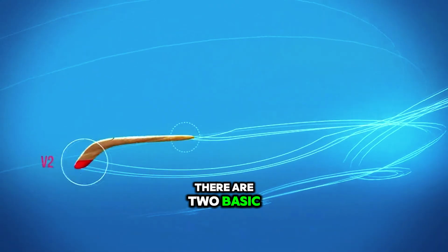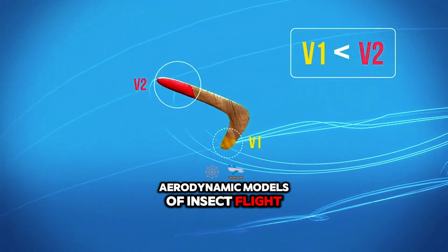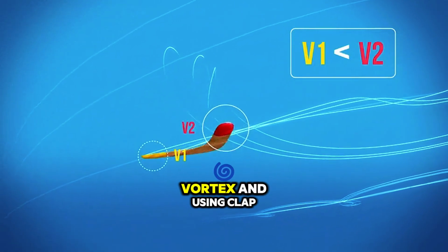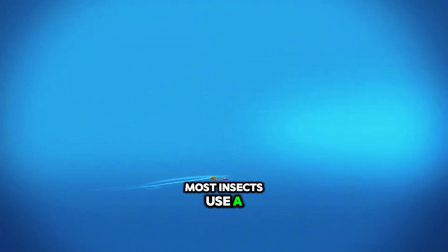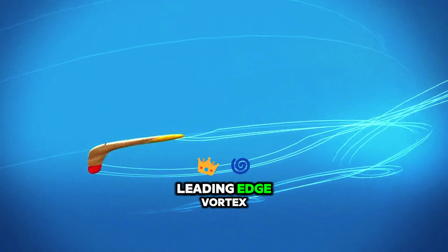Aerodynamics. There are two basic aerodynamic models of insect flight: creating a leading edge vortex, and using clap and fling. Leading edge vortex. Most insects use a method that creates a spiraling leading edge vortex.